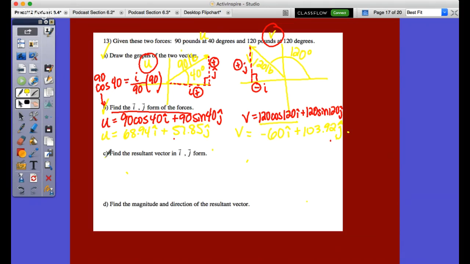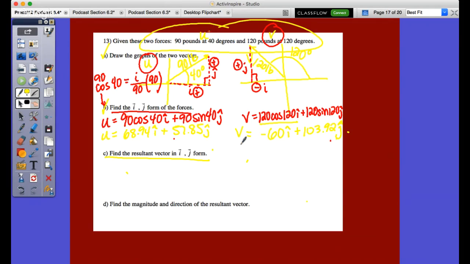It then says find the resultant. Well, that means that if I were to use both of these forces up here, I could actually find the resultant by just combining them together because it's as if two forces are being pulled on each other. So watch this.